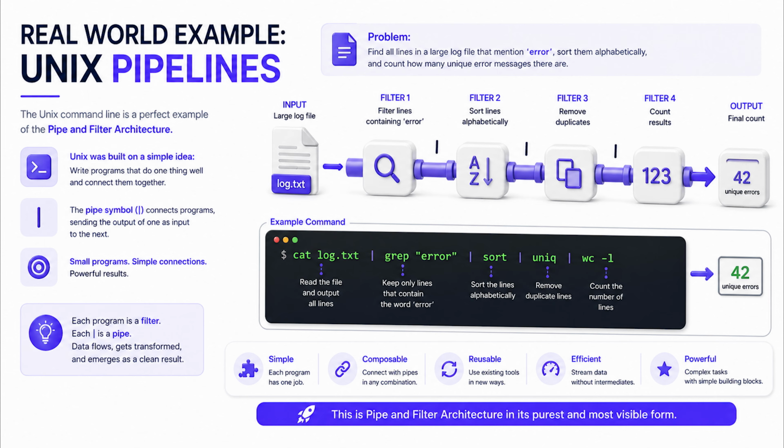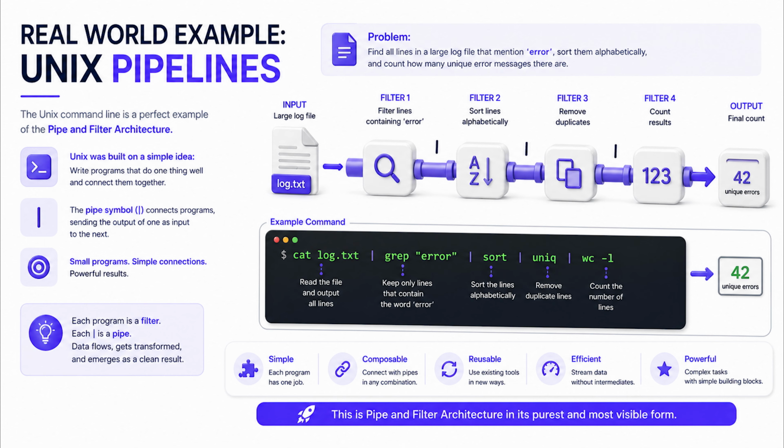Imagine you have a large log file and you want to find all lines that mention the word error, sort them alphabetically, and count how many unique error messages there are. In a Unix terminal, you can write a single line that chains together small programs, just like assembling a pipeline. The first program reads the file and passes all lines onward. The second program filters and keeps only lines containing the word error. The third program sorts those lines. The fourth program removes duplicates. The final program counts how many results remain.